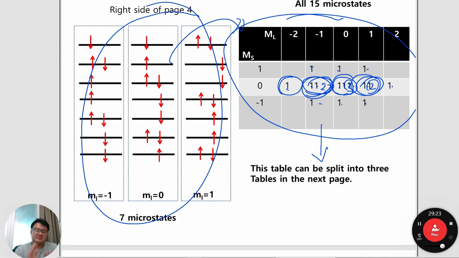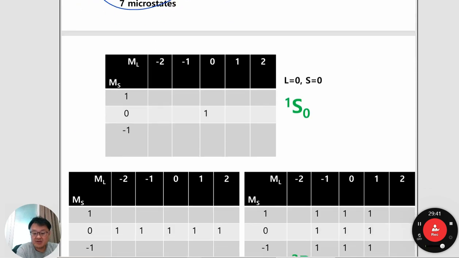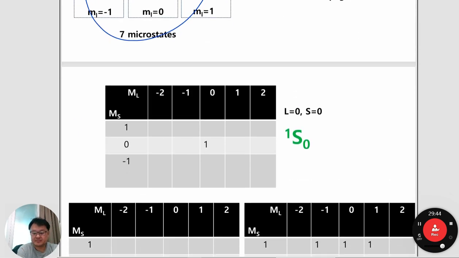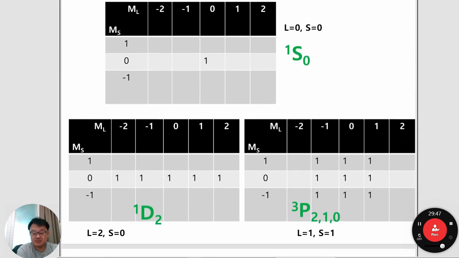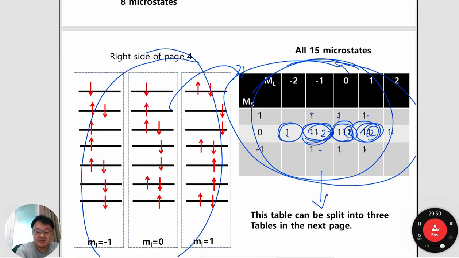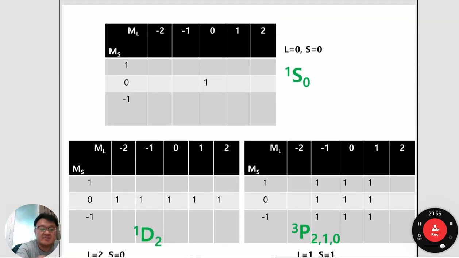So you can do it by splitting your table into 3 subtables. When you split this table in a way that in each block you have only a single microstate, then you come to the conclusion that this table with 15 microstates can be separated into these 3 different tables. If you add all three up, it becomes the same as the table we have seen previously.